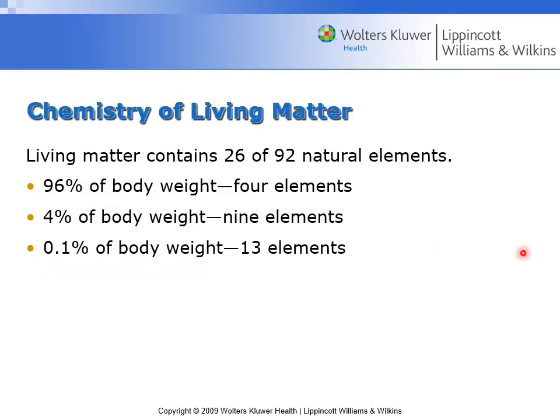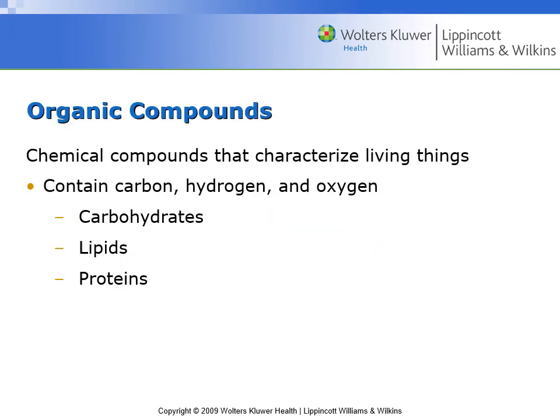All right, so we're almost there. Let's have a look now at the chemistry of living matter. The living matter usually contains 26 of the 92 natural elements. 96% of our body weight is made of 4 elements. 4% has 9, and 0.1% contains the other 13 elements. The major ones are carbon, hydrogen, and oxygen. Some of the compounds that contain carbon, hydrogen, and oxygen include carbohydrates, lipids, and proteins.